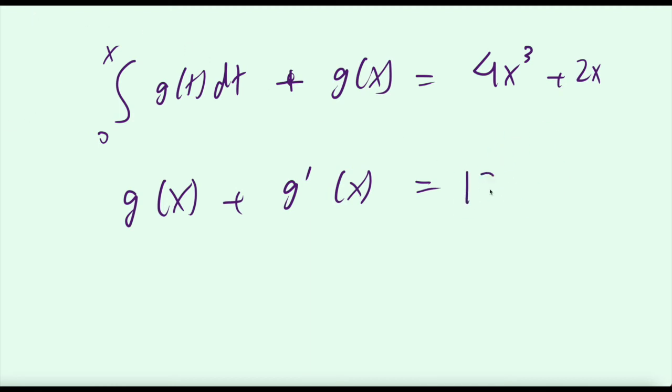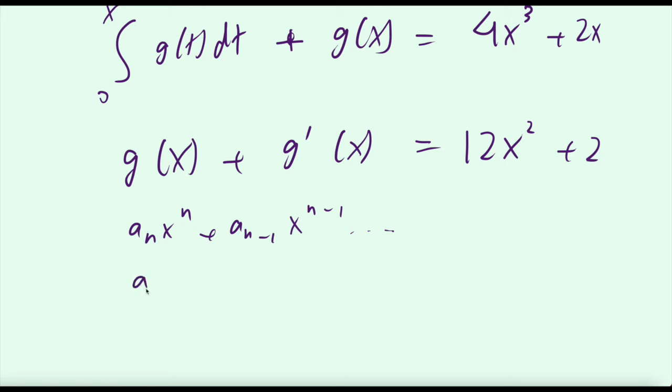Anyway, so that's 12x square plus 2. And now it can be seen that g of x is a polynomial, because every expression on the right hand side is a polynomial, and the derivative of a polynomial is a polynomial. Now suppose you have g of x as a_n x to the power n plus a_(n-1) x to the power n minus 1 and so on, then g prime of x is a_n into n x to the power n minus 1 and so on.